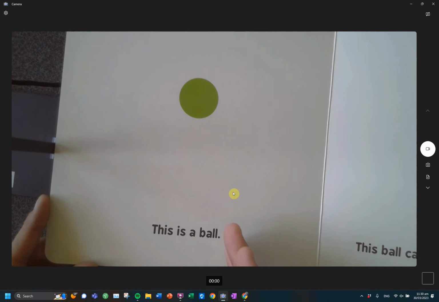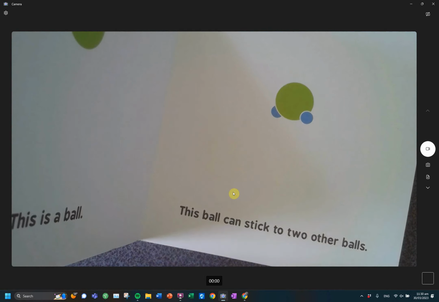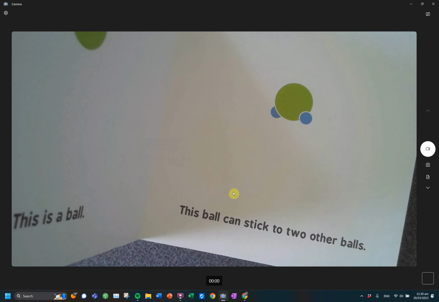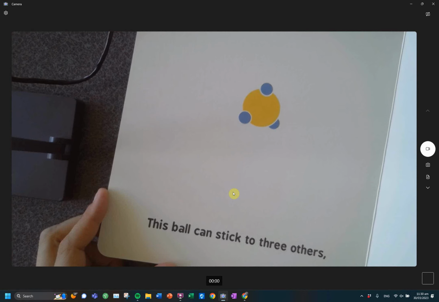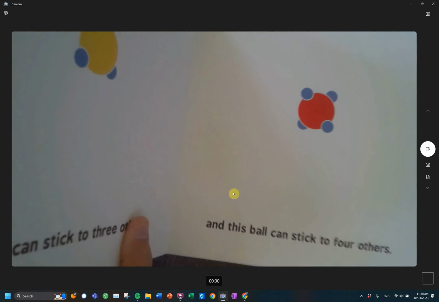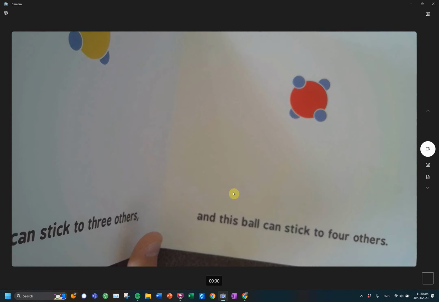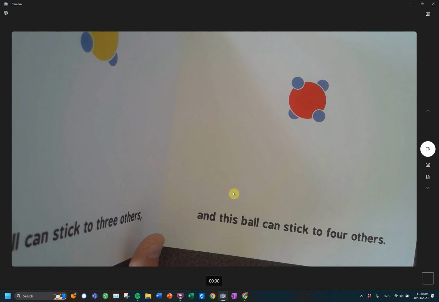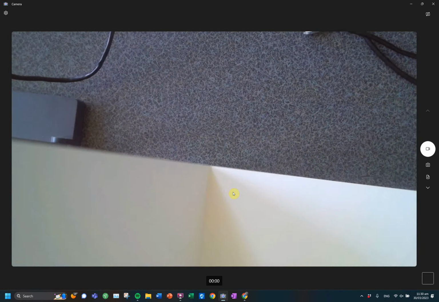So, this is a ball. This ball can stick to 2 other balls. You don't like it? It's going to get better. All right. This ball can stick to 3 other balls. See a yellow ball, and there's 3 blue balls now. All right. And this ball can stick to 4 other balls. So it's kind of like you guys looked at this in structured bonding when we were talking about shapes and things. So this is a red one, and we got 4 blue ones.